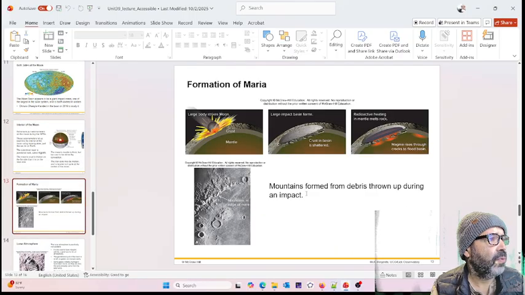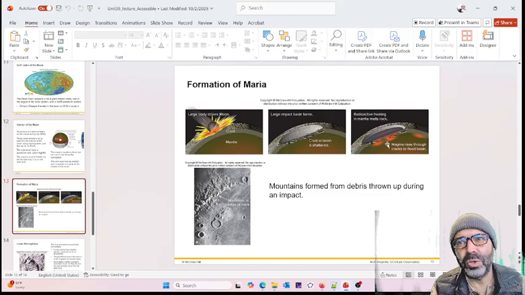The way Maria form, basically, when you have an impact, a big impact, a large body coming at a big speed in here, it's going to eject materials and form these ridges, these mountains on the ridges. And then the area that is closer to the magma allows the magma to flow on the surface, and that's probably how this region is formed in here.